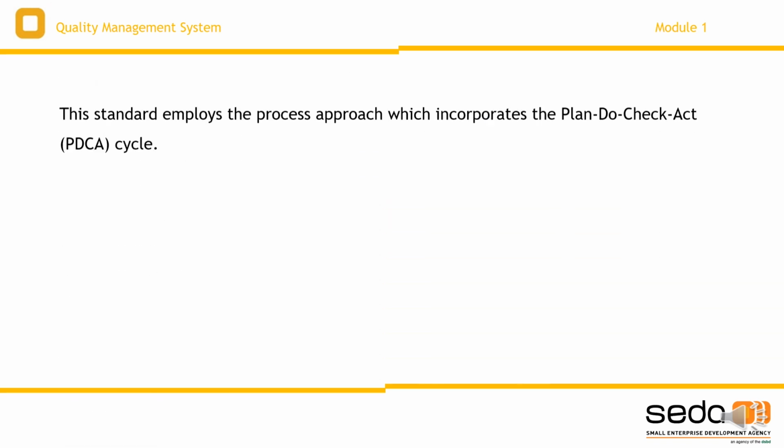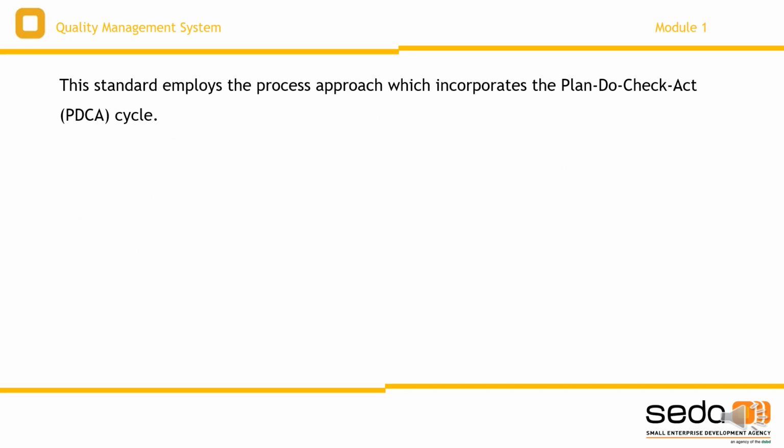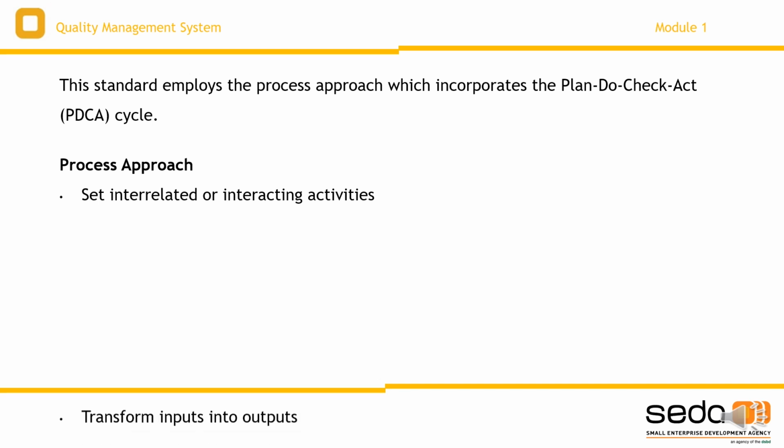This standard employs the process approach, which incorporates the plan, do, check, act, that is the PDCA cycle. The process approach. An organization functions through a set of activities related to each other, and these activities transform inputs into outputs, and these activities are referred to as processes. So these processes will be, for example, your HR, marketing, finance, production, storage, and so on, depending on the size of your business. Your organization or operations as a whole must be observed as a process. You observe all individual activities in your business as processes.